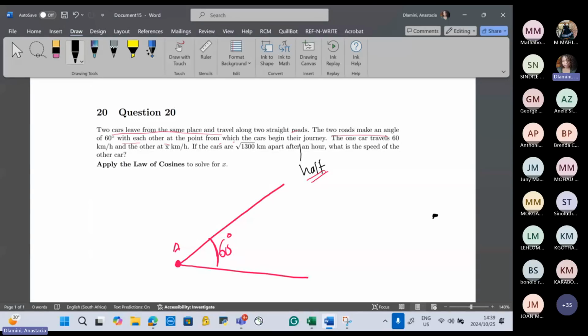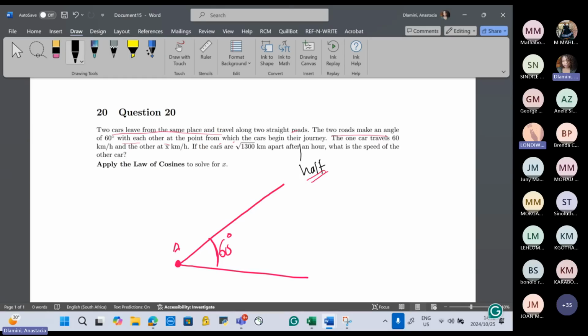They start here. One car travels this side, one car travels that side, as long as they form 60 degrees between them. Or one car can travel this side, the other one travels that side, as long as they form 60 degrees between them. Does it make sense? So it doesn't matter how you write it, but they are telling you they start at the same point, forming 60 degrees between them. So the second statement is the one that gives us a direction on how the cars are actually moving, because they say the two car roads make an angle of 60 degrees with each other at the point from which the cars begin their journey.